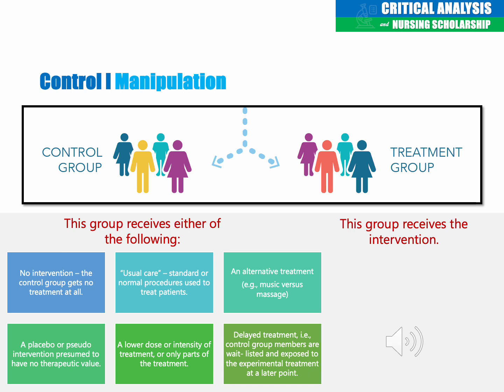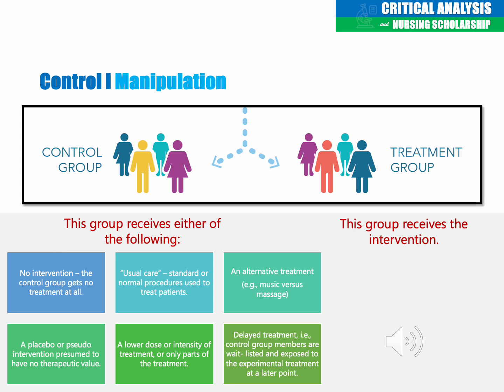So basically, the treatment group receives the intervention and the control group receives either of the following. It could be no intervention at all, or it could be the usual or standard care, or it could be an alternative treatment, or it could be a placebo. It could also be a lower dose or intensity of treatment, or possibly it could be a delayed treatment.